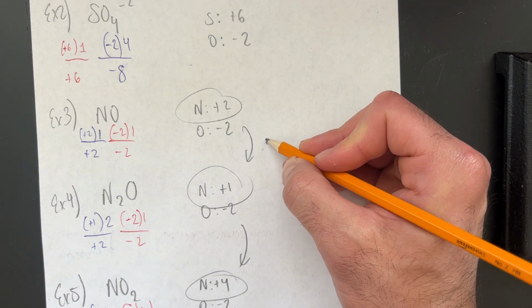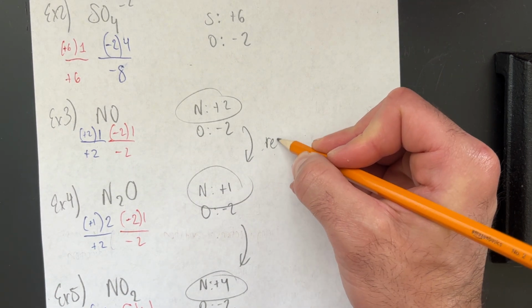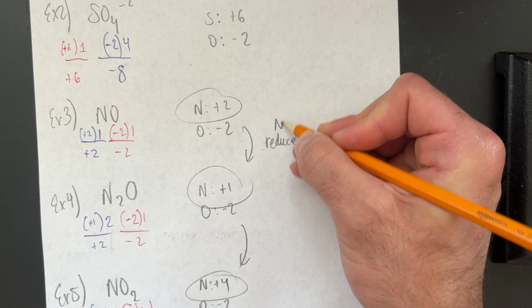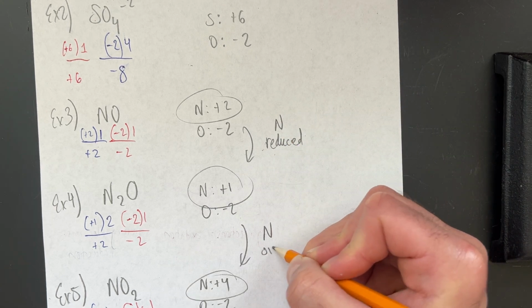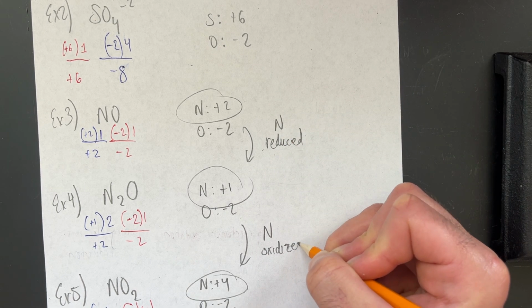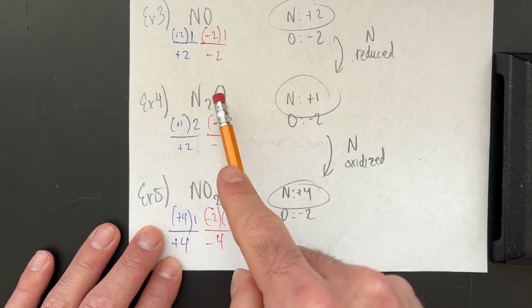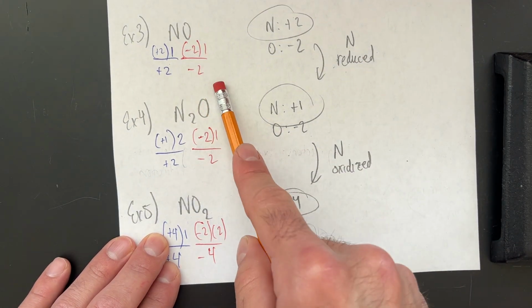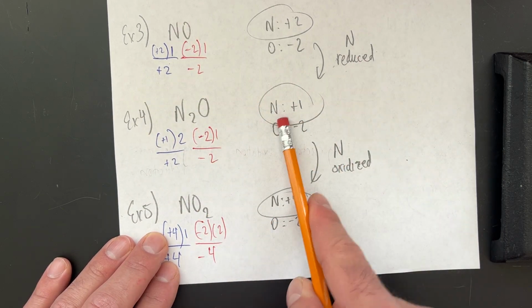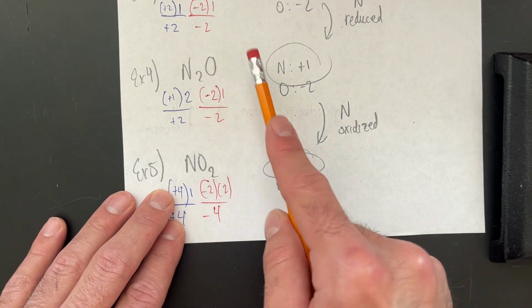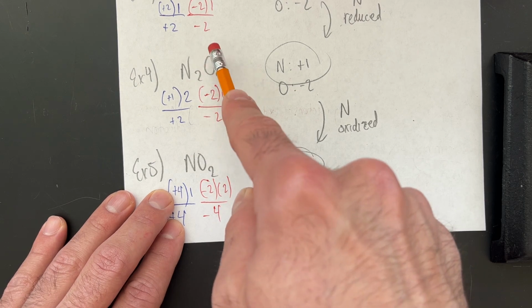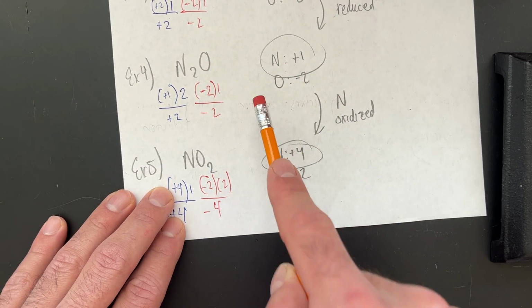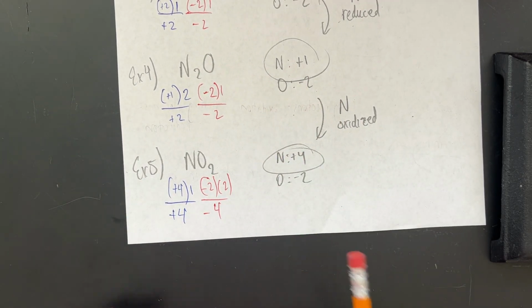Here we're being reduced. N is reduced, here N is oxidized. Now, I'm not showing you, though, the specific way that we go from NO to N2O and NO2. We need what we would call here a reducing agent that would combine with NO to make N reduced. Here we would need an oxidizing agent that would oxidize N and cause it to be oxidized.